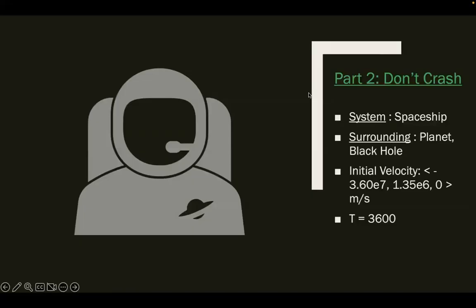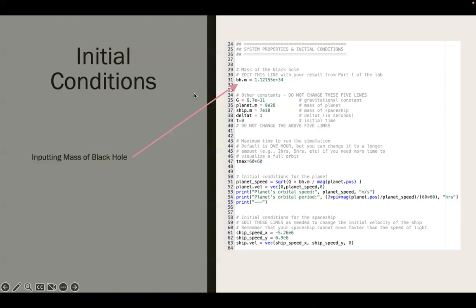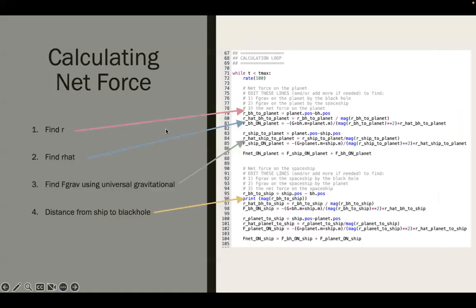And then in part 2, which is Don't Crash, the system is the spaceship, and the surroundings are the planet and black hole. We have the initial velocity that we use from guess and check, and t equals 3,600. For the initial conditions, we first place the mass of the black hole from the previous part. Then we calculate and place R, R hat, and then we find the force of gravity using universal gravitation and the distance from the ship to the black hole. We place all these in the code.